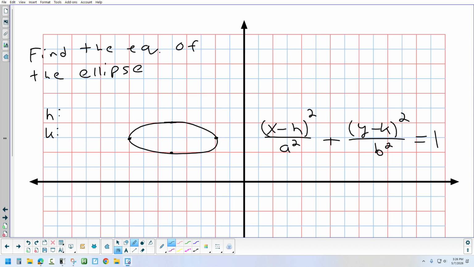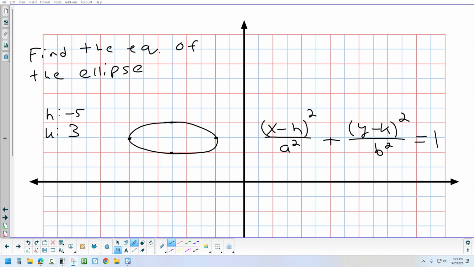What's the h value in this one? Would be -5. Yep, -5. So that's the x value of the center. And what about the k value? 3. Yes. So our center is -5, 3. All right, so we know what we're going to fill in for the numerator. Now we need the denominator.